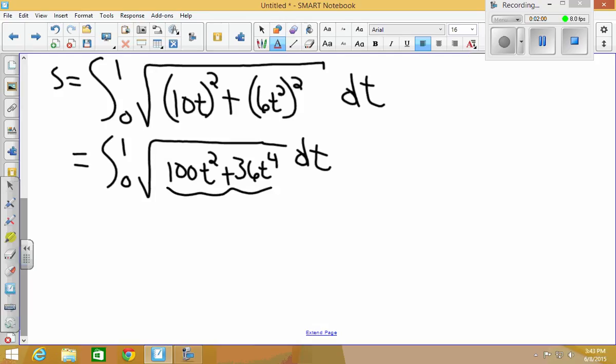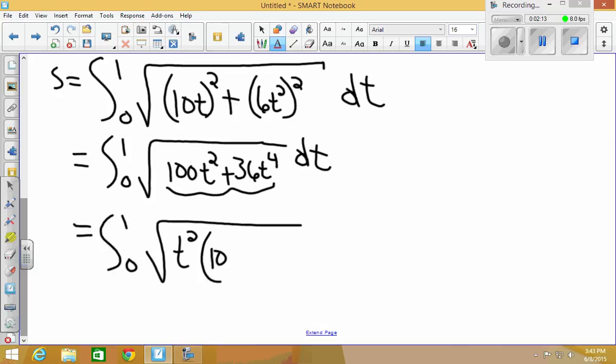Notice that in here we have a factor of t squared in both terms, so we can factor that out. Factor out a t squared. We're left with 100 plus 36t squared, dt.